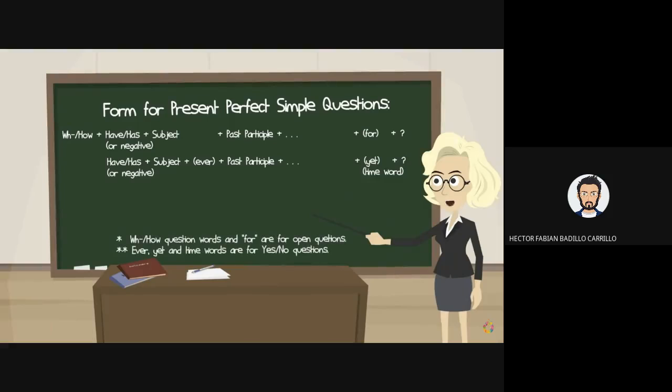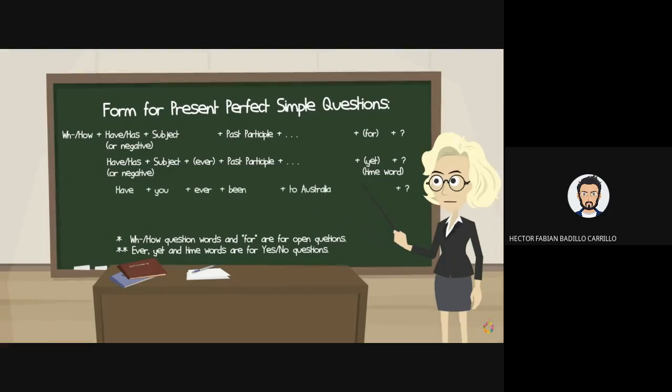Remember, WH and how question words and for are for open questions. Ever, yet, and time words are for yes/no questions. Let's have a look at some examples.